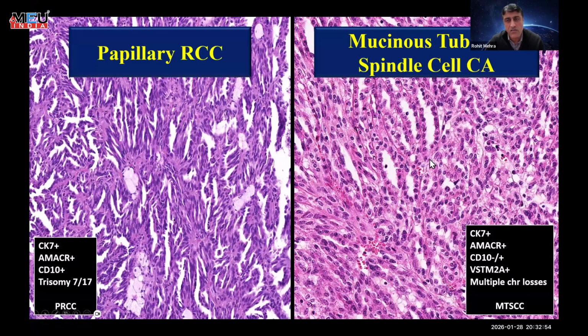And the way to distinguish them is to do copy number analysis, or copy number variation analysis, or CNV analysis, which will show 7 and 17 gain in papillary RCC and will show signature multiple chromosomal losses in MTSCC. So CNV, or copy number variation analysis, can be very helpful in distinguishing these two different renal tumor subtypes when needed.